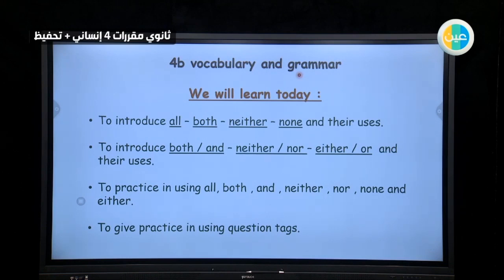As usual, we start with what we will learn today. To introduce all, both, neither, none, and their uses. To introduce both and, neither nor, either or, and their uses. To practice using all, both, neither, none, and either. To practice using question tags.